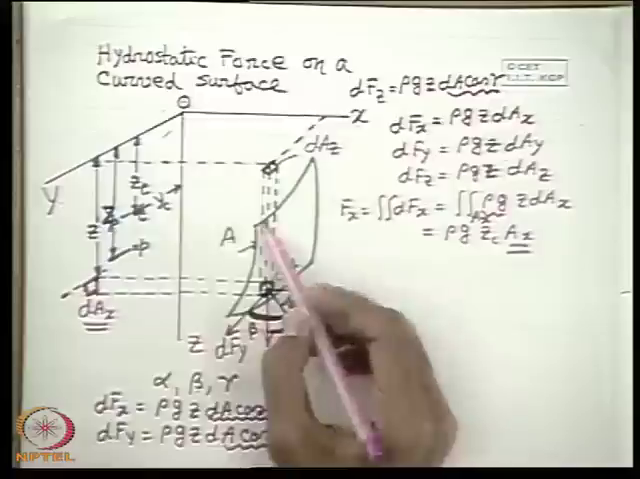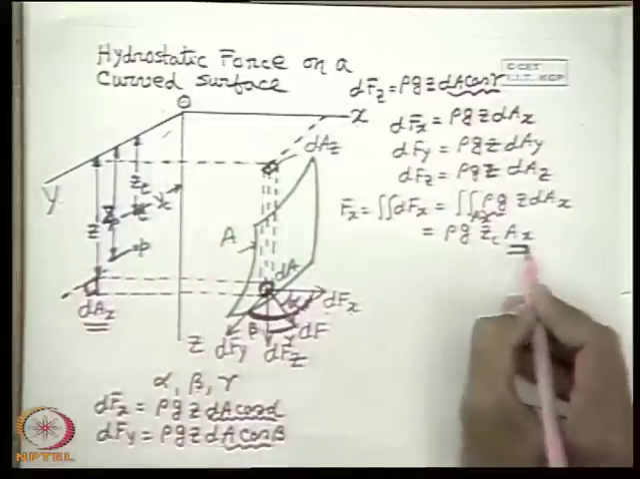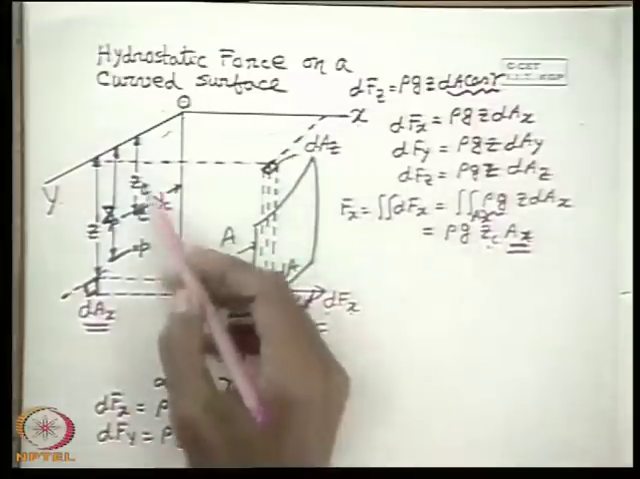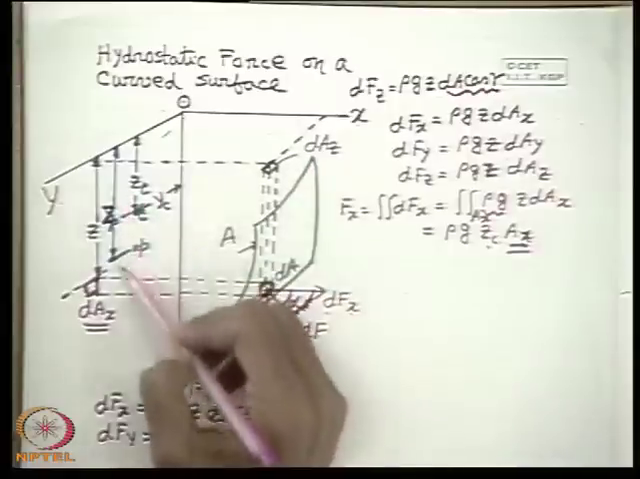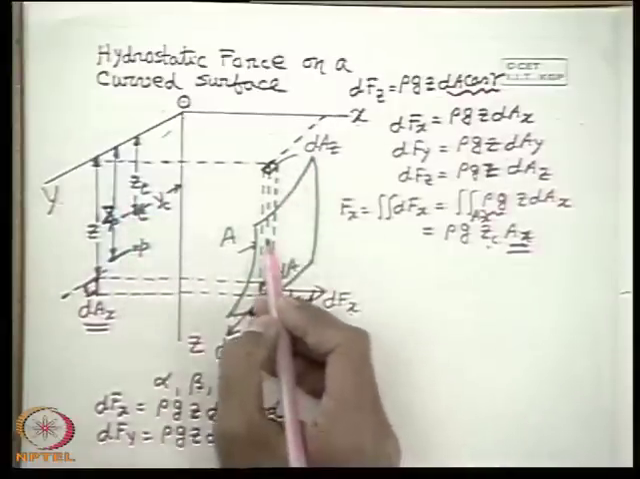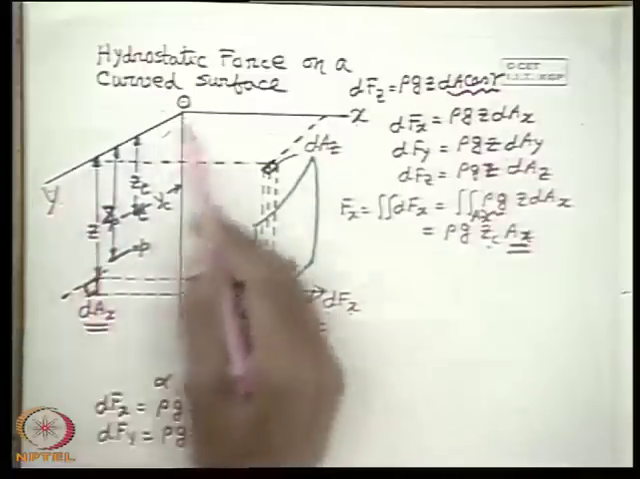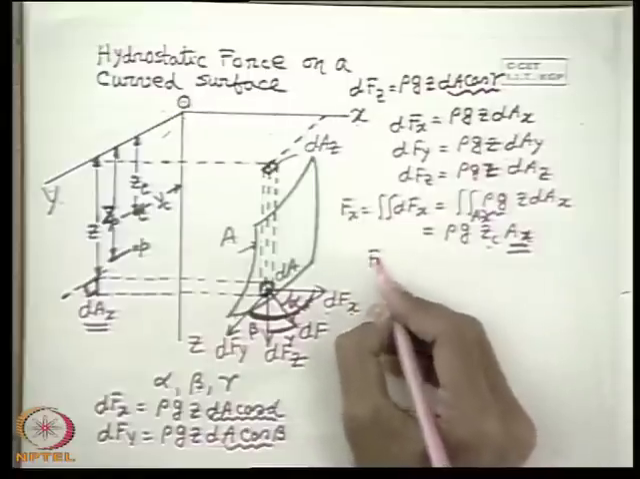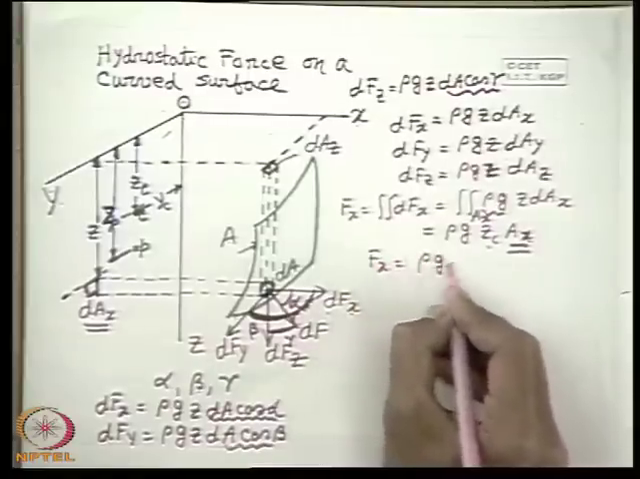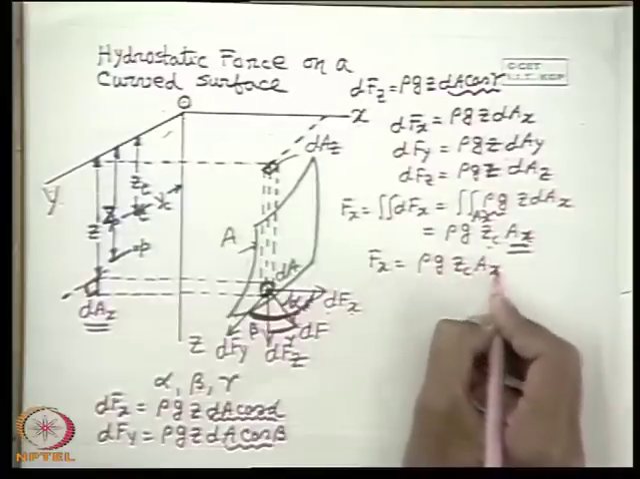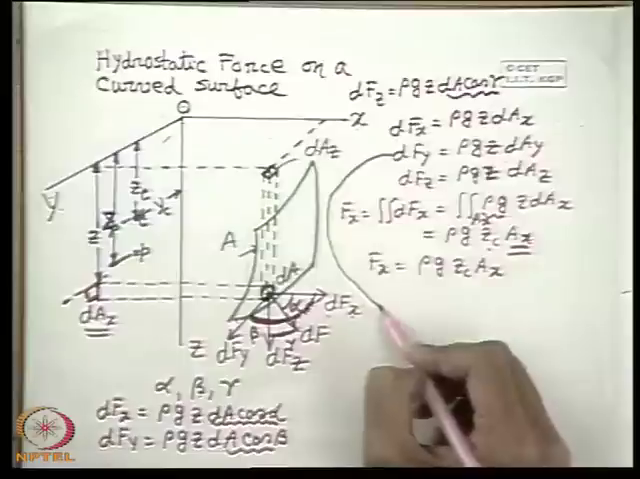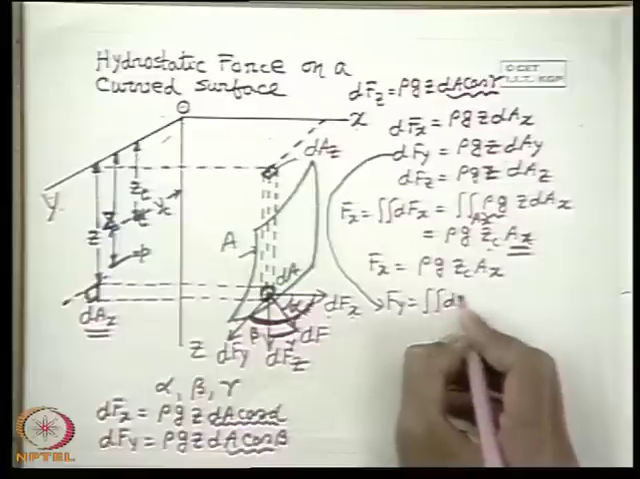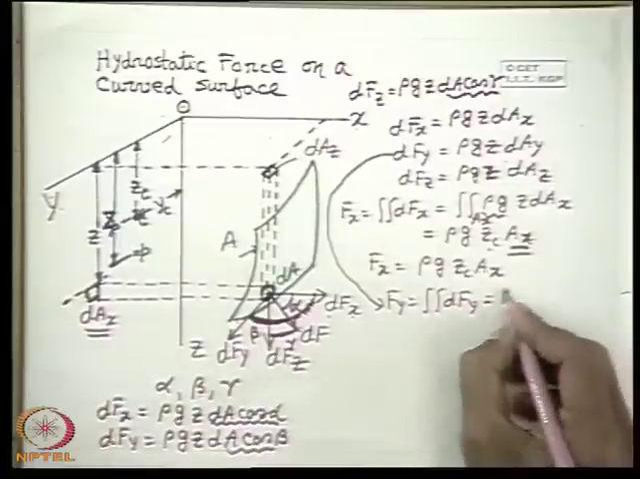That means it is the projectional area on the yz plane, that is the plane perpendicular to the x axis, of the entire curved surface area, and zc represents the center of area of that projectional area. Okay, or you can tell the projection of the center of area on the curved surface on the yz plane, both are same. So therefore we see simply Fx is equal to, again I am writing, a very interesting result, rho g zc Ax.